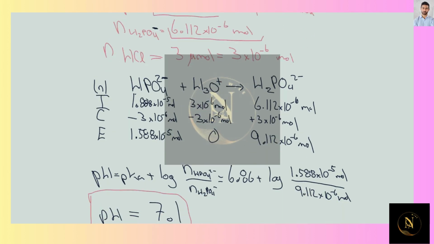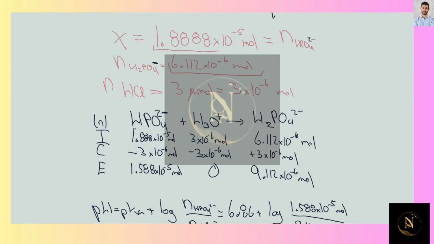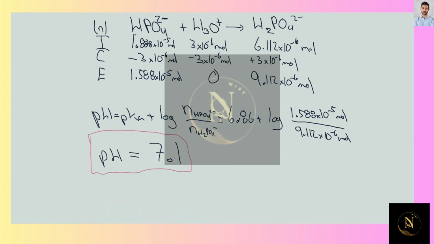And finally, with those initial quantities, we can proceed to add the 3 micromole of HCl to our solution to get the equilibrium amounts of mole, and applying the Henderson-Hasselbalch equation once more to get the final result. So that would be all.